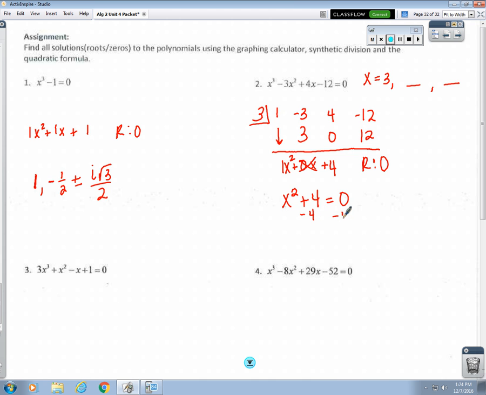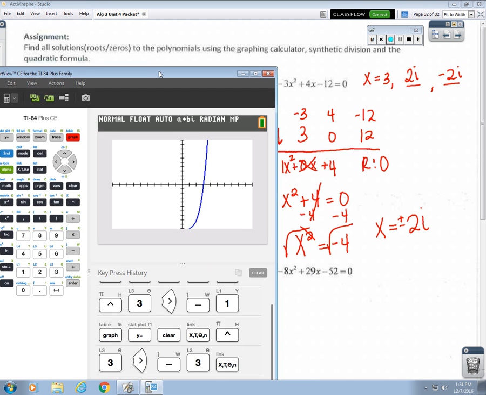Subtract the 4. So x squared equals what? Now how do I get the x by itself? Square root it. So x equals, what's the square root of negative 4? Since it was negative, you have to put an i, and then don't we always put plus or minus when we square root? So your second solution is 2i, and your third solution is negative 2i. Now remember yesterday we talked about how these can be plugged in.